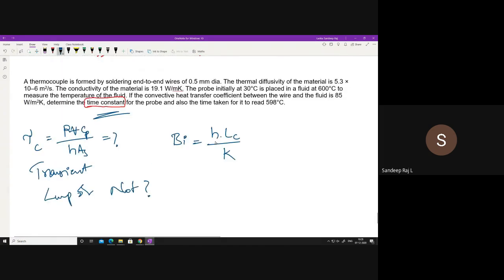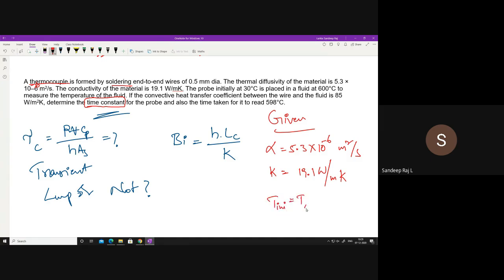Before we do all that, let's write what is given in the problem first. Then it will be easy for us to do anything. What is given: a thermocouple, formed by soldering end-to-end wires. The thermal diffusivity of the material, alpha, is given as 5.3 into 10 to the power of minus 6. This is power minus 6 actually; there is a typo there. The thermal conductivity k is given as 19.1 watt per meter Kelvin. And T initial, that is T naught according to our nomenclature, is 30 degrees centigrade.